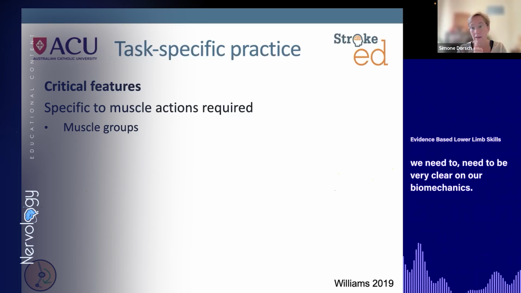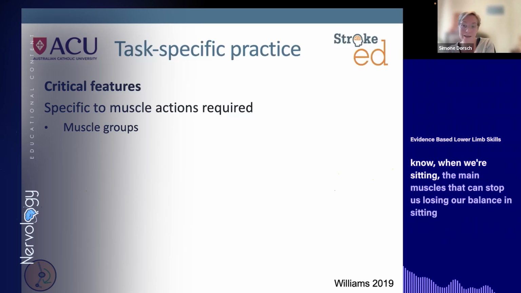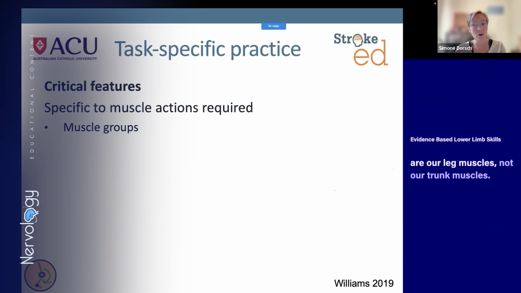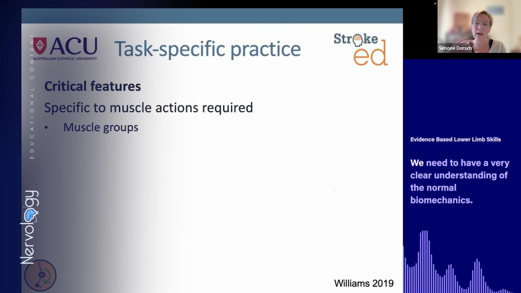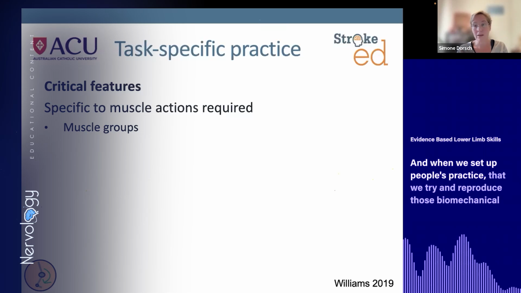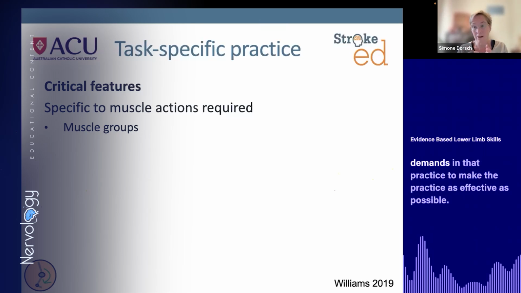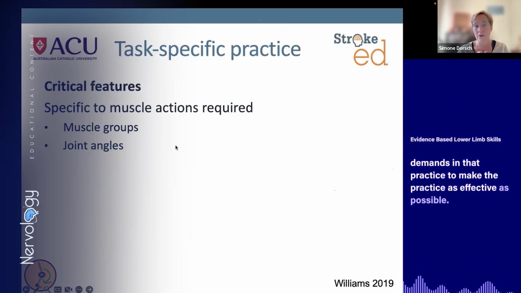on our biomechanics. And that's why I think it's also very important for us to understand things like, when we're sitting, the main muscles that can stop us losing our balance in sitting are our leg muscles, not our trunk muscles. We need to have a very clear understanding of the normal biomechanics. And when we set up people's practice, we try and reproduce those biomechanical demands in that practice to make the practice as effective as possible.